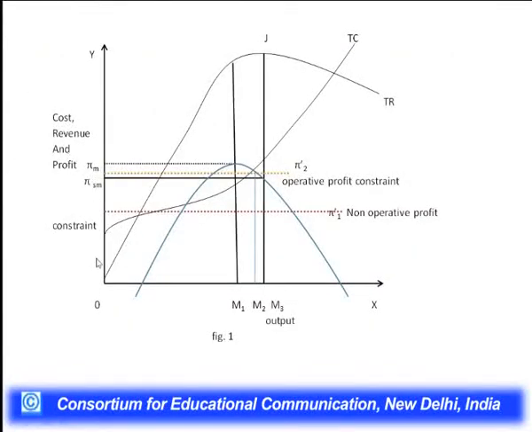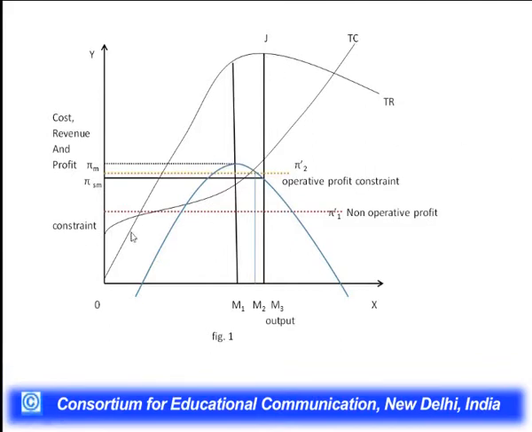On the x-axis, we have shown output. On the y-axis, cost, revenue and profit are shown. The TR curve starts from 0 and it goes on increasing at a decreasing rate. It becomes maximum at point J and after that it starts declining.